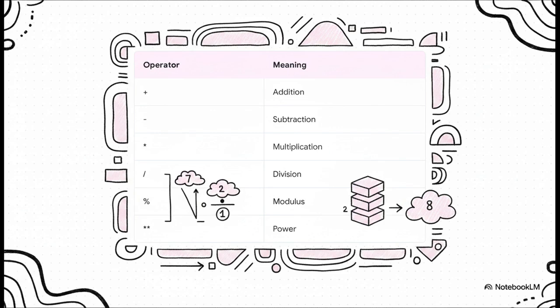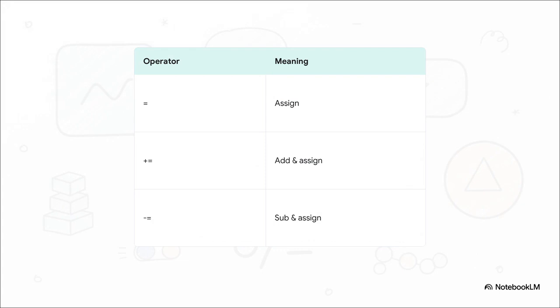So 2 power 3 is 8. Now this is absolutely crucial. Pay super close attention to the equal sign. In regular math class, an equal sign means these 2 things have the exact same value.